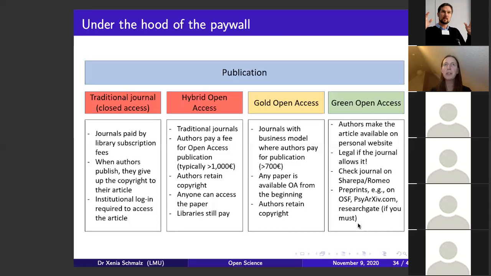I wrote ResearchGate, if you must, and somebody has already written in the chat, what's wrong with ResearchGate? ResearchGate is not very respected in the open science community because it's a commercial page. It is not open access. And theoretically, anytime they might decide that they want to start charging. And in that case, all of the preprints that have been uploaded on ResearchGate would just disappear.